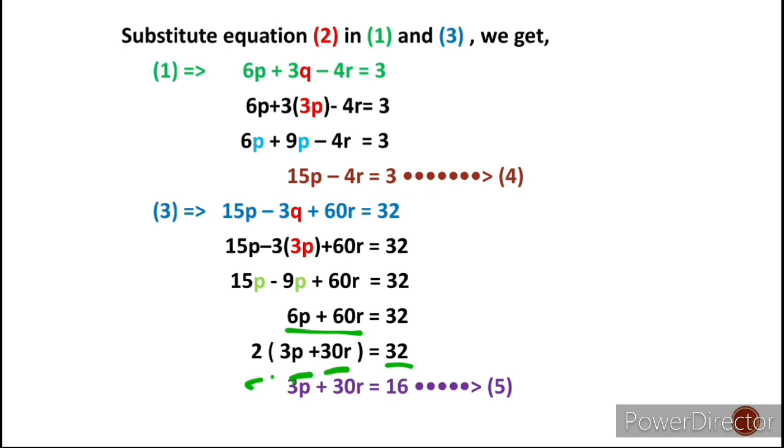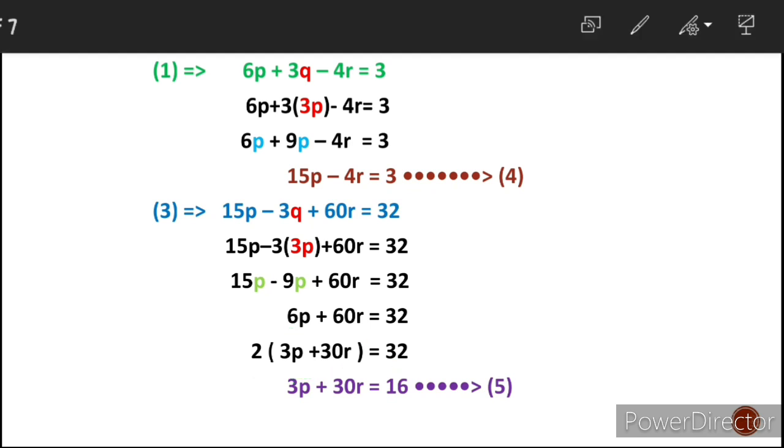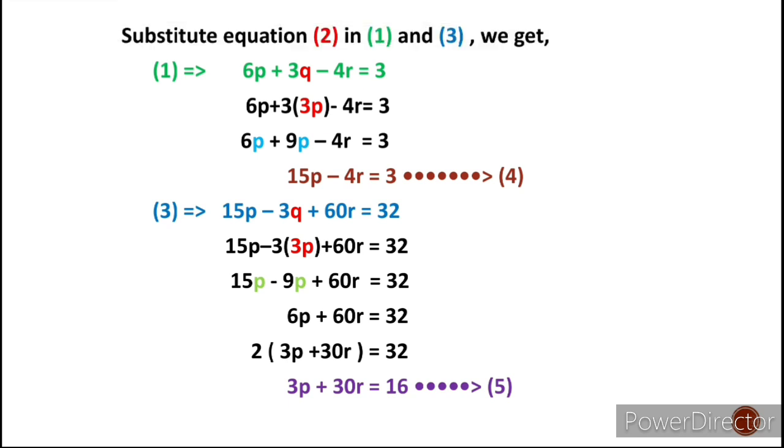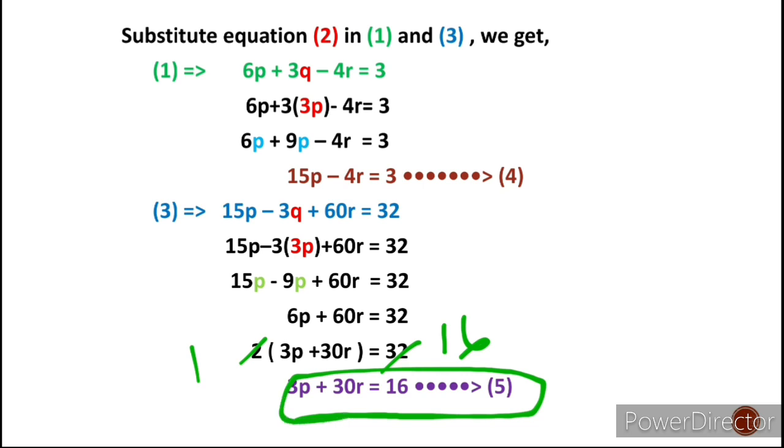See here, 2 3s are 6, you get the same. And 2 30s are 60. There is no change in value. So simplify this. 2 1s are 2, 2 16s are 32. What is remaining? 3p plus 30r is equal to 16. It will be equation 5.